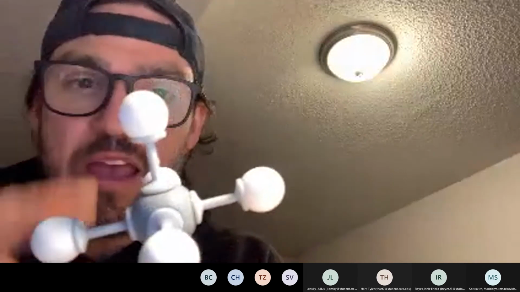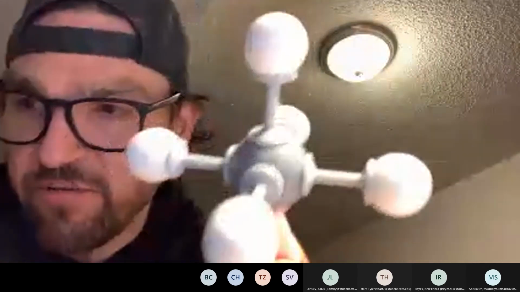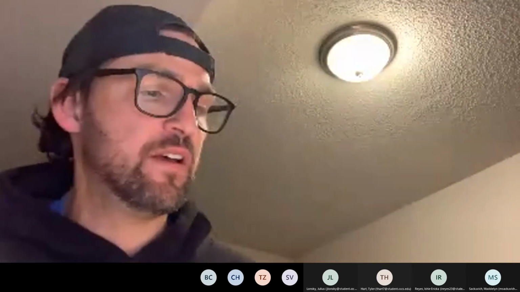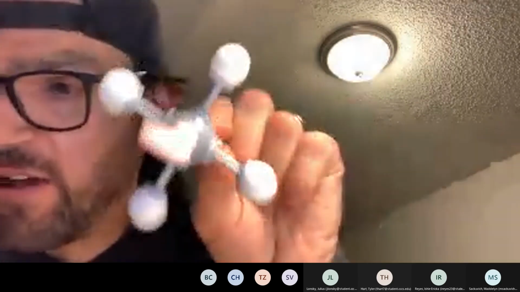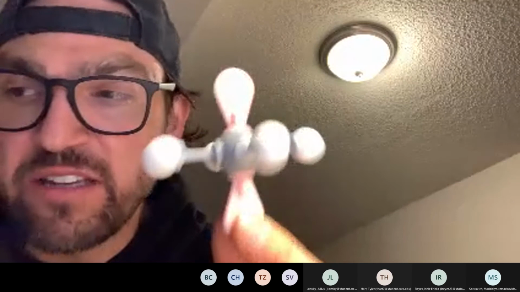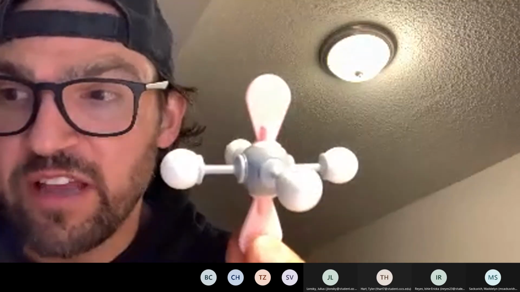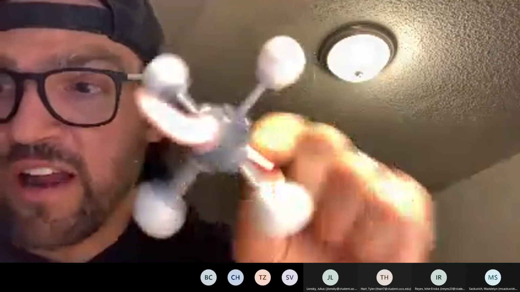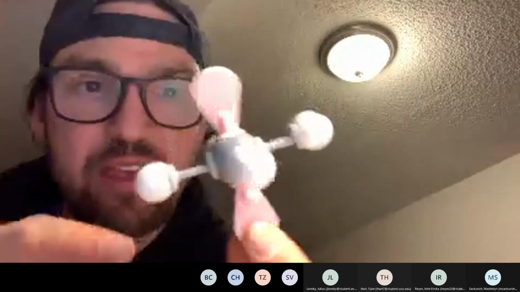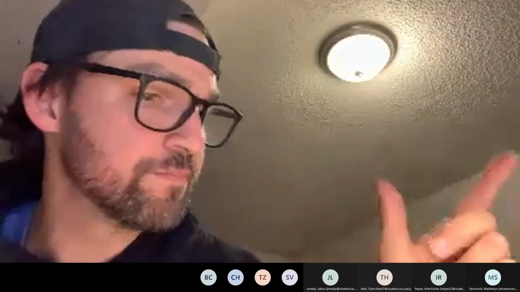If you remove another atom, you have to remove the atom that's the furthest away from it. So if you pull that one off, now you've got two lone pairs and four atoms. Now you have square planar, and the bond angles will be 90 degrees. Not a tetrahedron, because a tetrahedron only had four regions of electron density. The square planar has six regions of electron density: two lone pairs in pink, and four bonds.